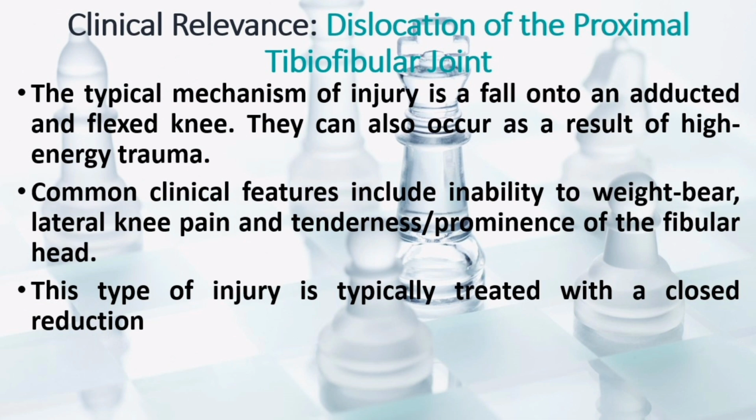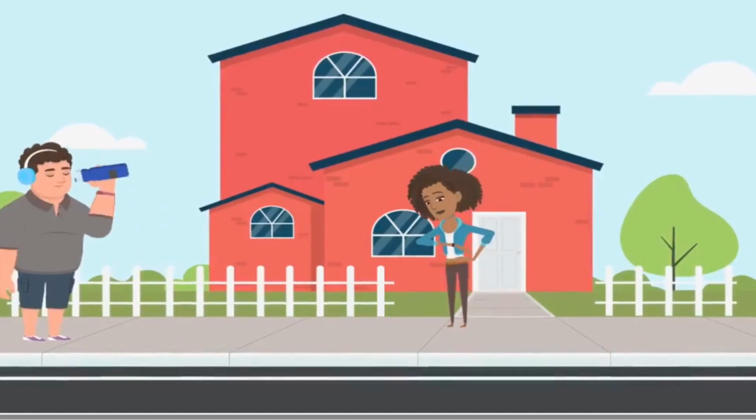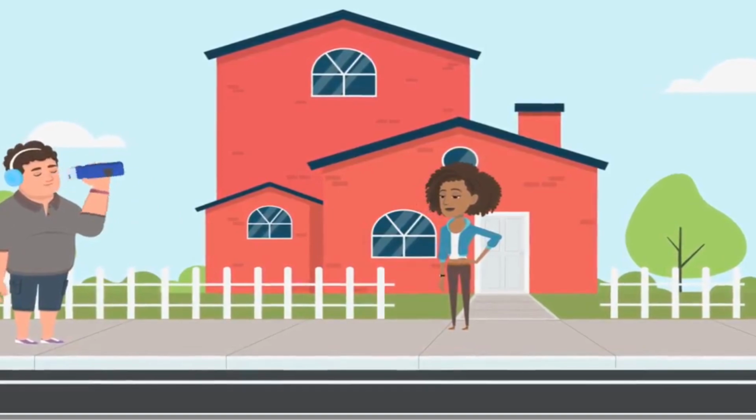Common clinical features include inability to weight bear, lateral knee pain and tenderness, and prominence of the fibular head. This type of injury is typically treated with a closed reduction. A reduction is a procedure to restore the joint to its natural alignment. Complications of proximal tibiofibular joint dislocation include common fibular nerve injury, as the nerve winds around the neck of the fibula, and recurrent dislocation.